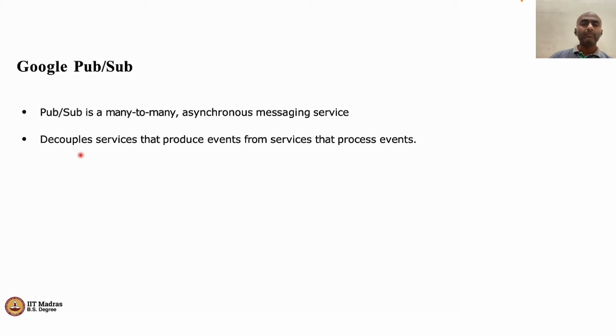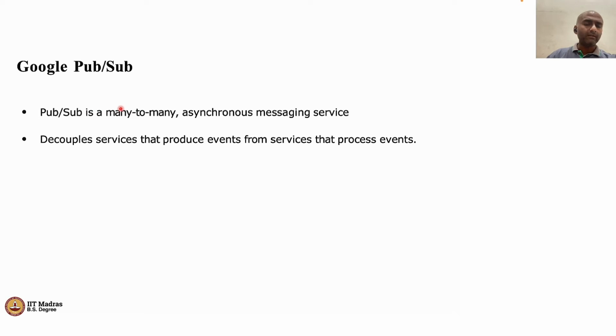PubSub is a many-to-many asynchronous messaging service. Messaging service is exactly what we spoke about with that example. Asynchronous refers to the fact that two different types of users onto that same messaging service need not know about each other. Meaning, I could produce data and publish it to the messaging service. I need not know who else is publishing. I, in fact, need not even know who is consuming my data. The messaging service takes care of it. That's what is meant by asynchronous.